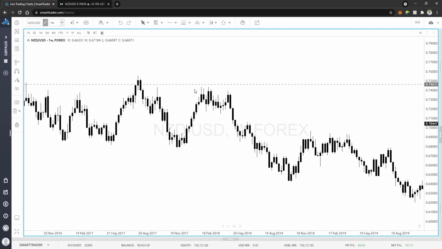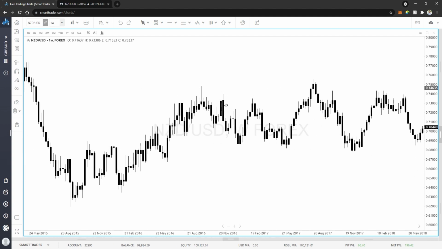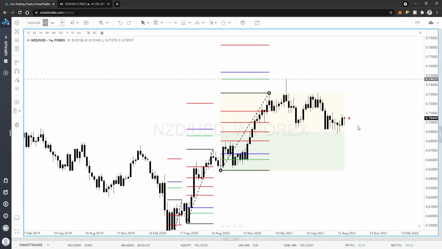So we'll see here that price approached this level and then fell off and dropped, right? And if we keep looking left, this has been an area that price has been attracted to, but hasn't broken through for a while. So this is an area that I want to pay attention to.